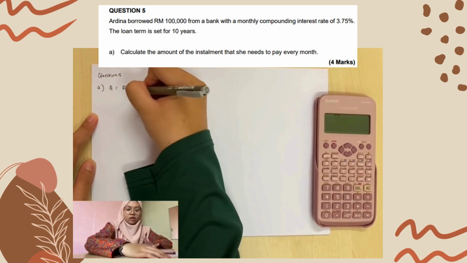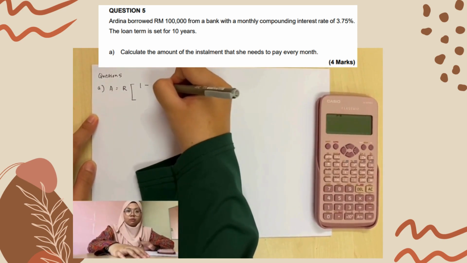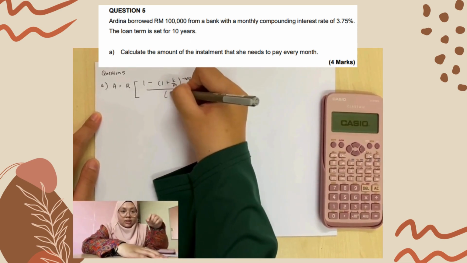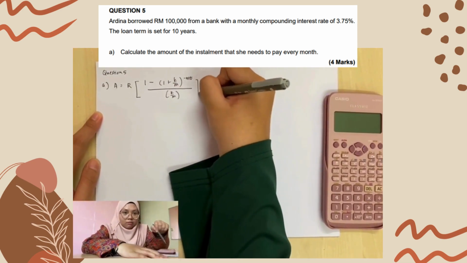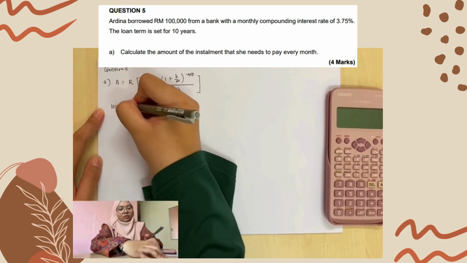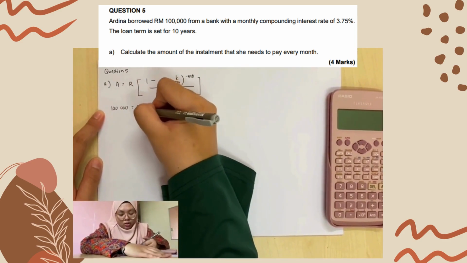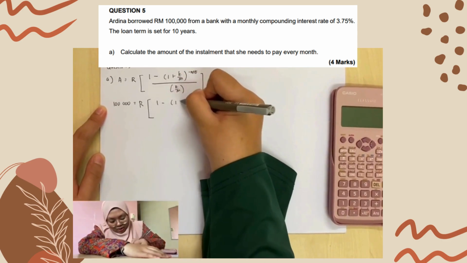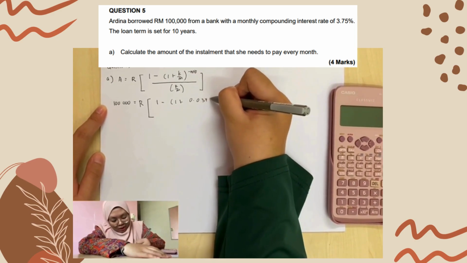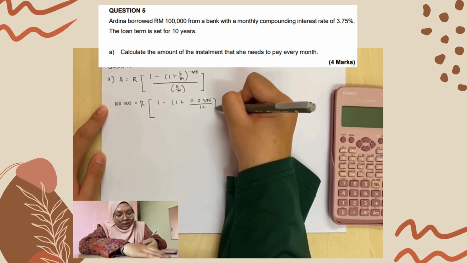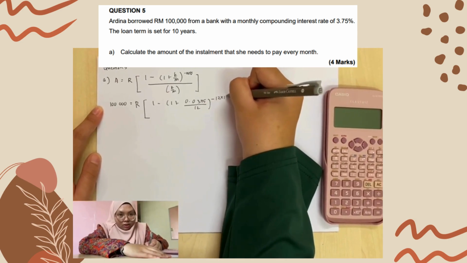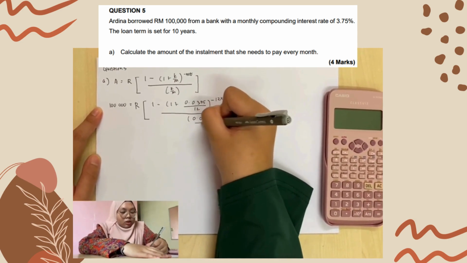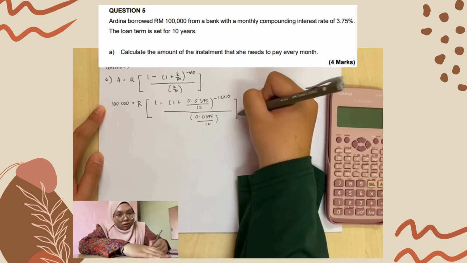So, hi everyone, I'm Shadapik and I will be explaining about question 5. To solve this question, we must use a formula of present value, which is A equals to R times 1 minus 1 plus K over M over K over M to the power of MT. So next, we need to substitute the amount stated in the question in the formula. So A is 100,000 equals to R in bracket 1 minus 1 plus K is equals to 0.0375, M is 12, so over 12, close the bracket, to the power of negative MT, negative 12 times 10.